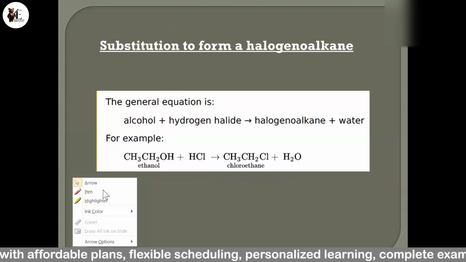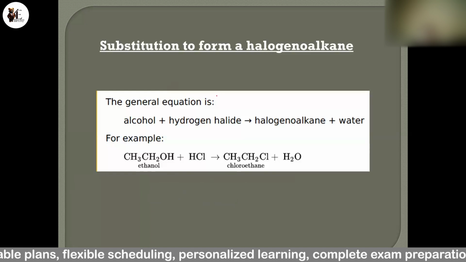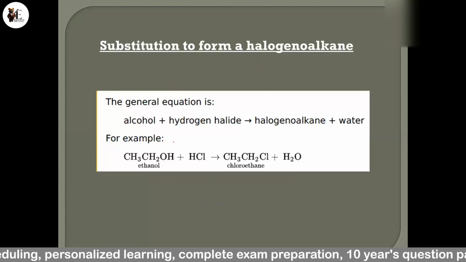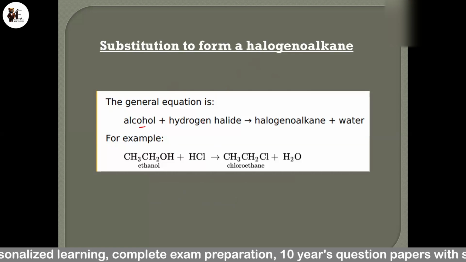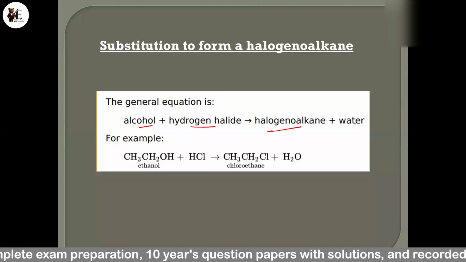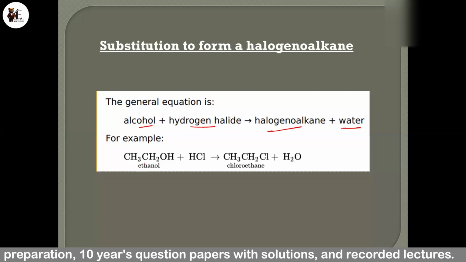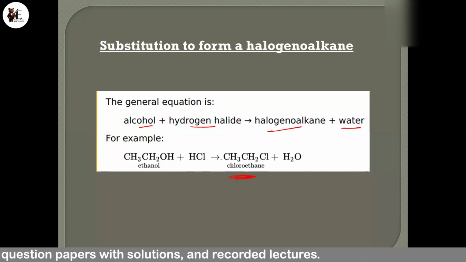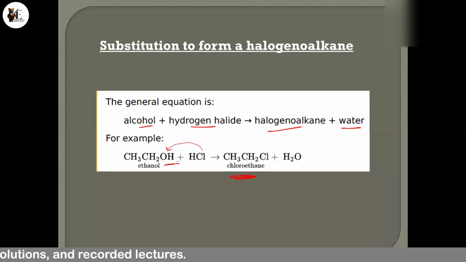The next reaction is the substitution to form a halogenoalkane. This is also a reaction of alcohols. When it reacts with hydrogen halide, it may be HCl or HBr, it will give you halogenoalkane and water. This reaction we studied in the method of preparation of halogenoalkane in the last chapter. Substitution reaction will occur. Cl will take the place of this OH and the H2O gets liberated out.